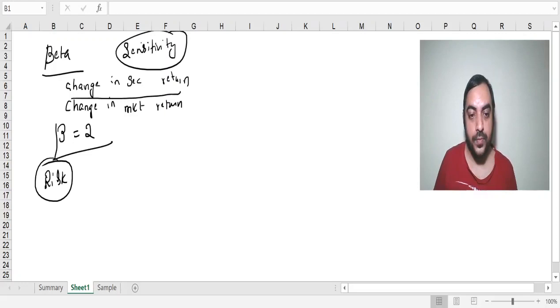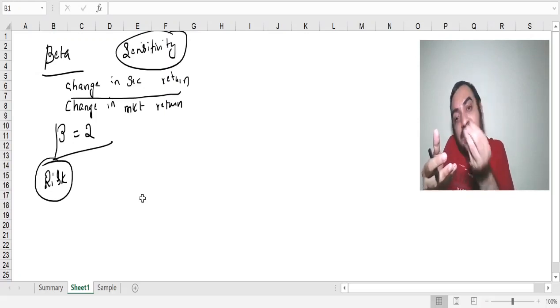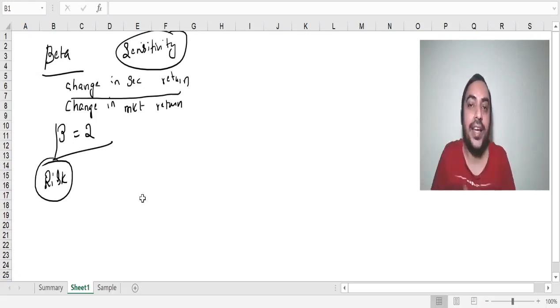Yeah. So to be specific, beta is a measure of systematic risk. What is systematic risk, unsystematic risk? I'm not going to discuss that because that is a different area again. So beta is nothing but, when one variable, that is to be specific, when the market changes, how the security will respond as compared to the market is called beta.